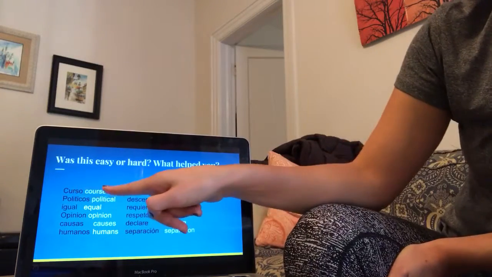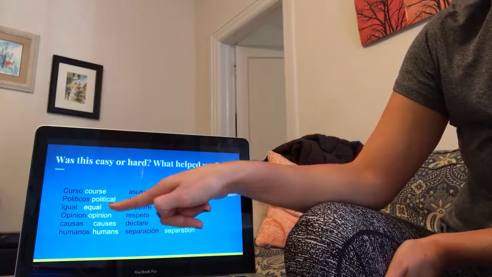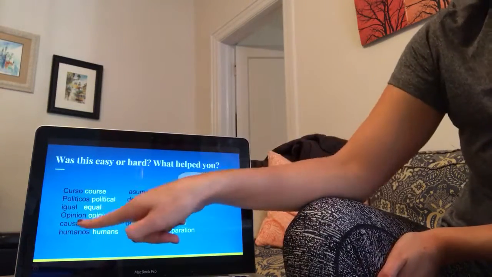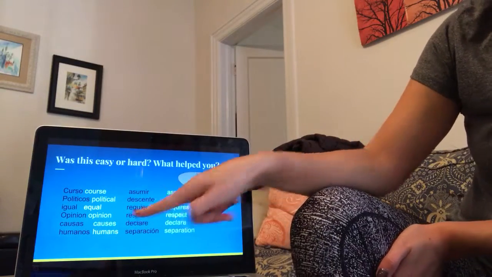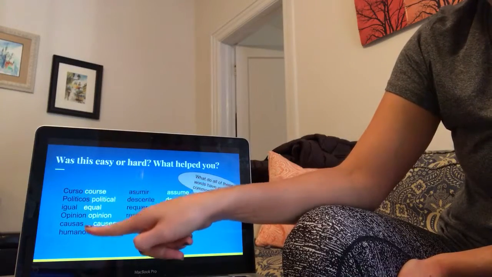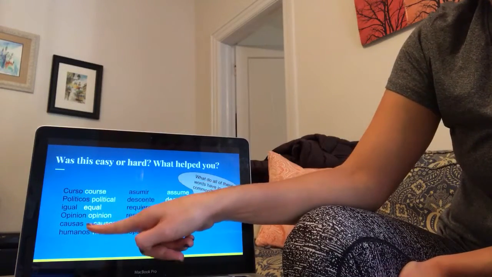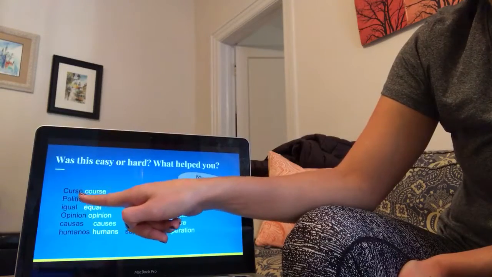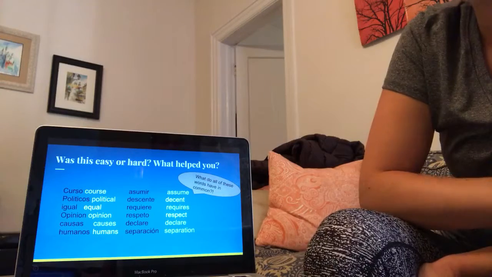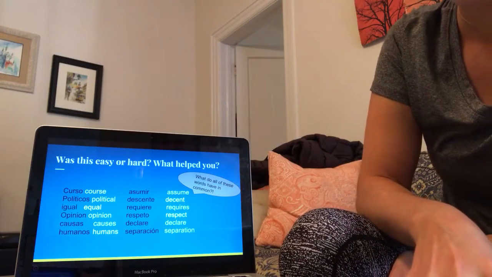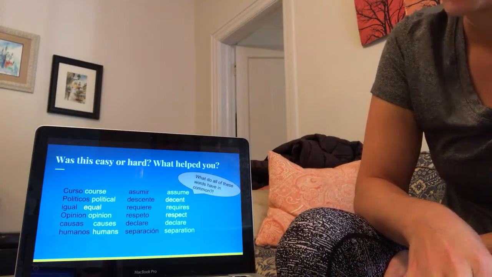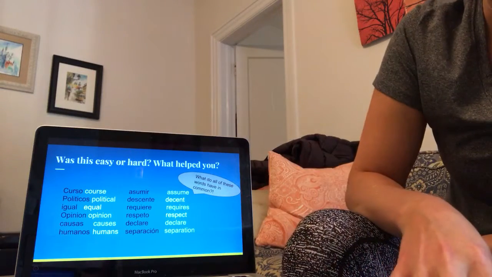So you have curso, course, politicos, political, igual, equals, opinion, opinion, cosas, causes. And I would actually read the Spanish words with a Spanish accent so they can kind of hear how similar they are. So curso, course, politicos, political. Since I do have a Spanish background or Spanish classes in my repertoire. So yeah, this is just a fun little activity.